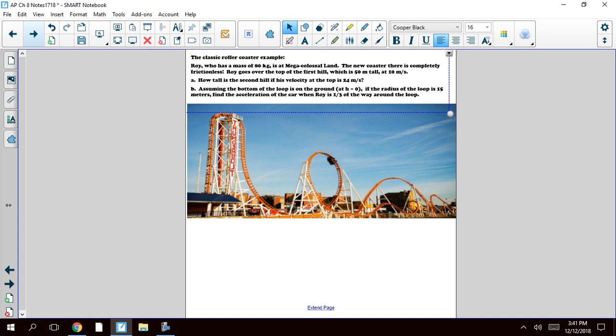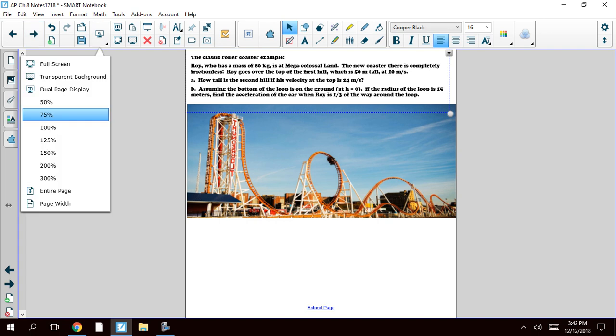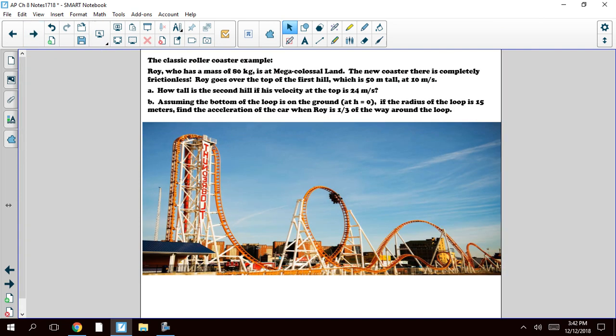All right. So first of all, let me embiggen this so you can see what's going on here. So here's the deal. Classic roller coaster example, kinda. This is actually going to be quite a bit harder. It says Roy, who has a mass of 80 kilograms, is at megacolossal land. The new coaster there is completely frictionless, so we don't need to worry about a non-conservative force doing work. It says Roy goes over the top of the first hill.